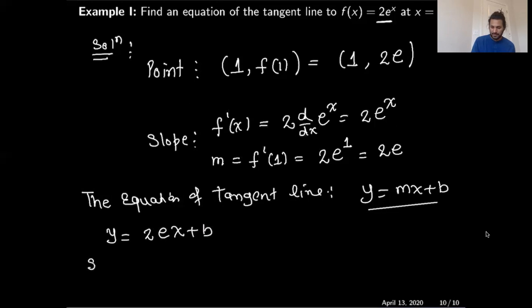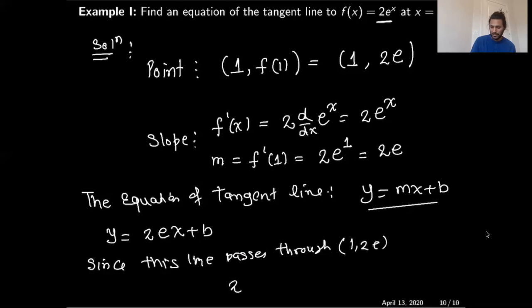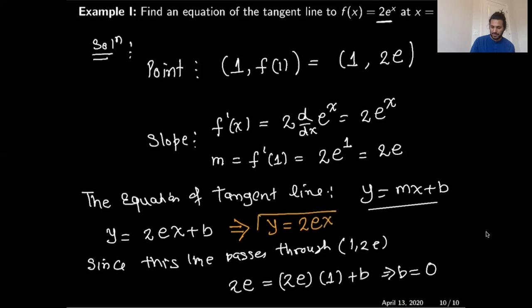Since this line passes through (1, 2e), it means 2e is the y value, and when you plug in the x value, that will be equal to the y value. So from here, I can simplify and I will see that I get b equal to 0. If I plug this b equal to 0 into the equation of the line, the equation of the line will simply be y equals 2ex. So that's our final answer.